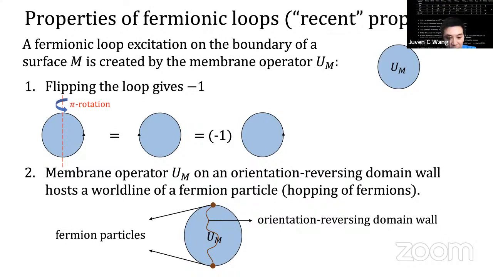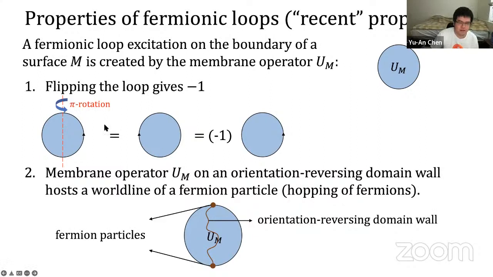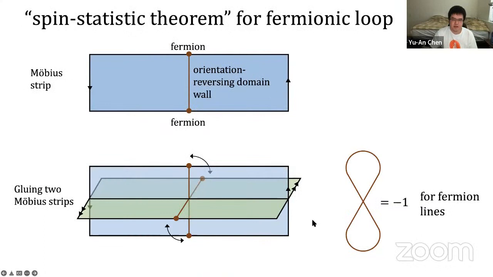Okay, so now I try to argue these two definitions are actually related to each other. The way to do it is we first consider the Mobius tree. And I randomly assign some line as a domain wall, such that I can define the orientation on the Mobius tree. So by property two, on this brown line, the endpoint is a fermion. So we can think of it as a hopping between two fermion particles.